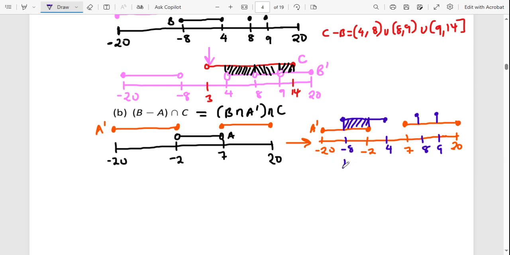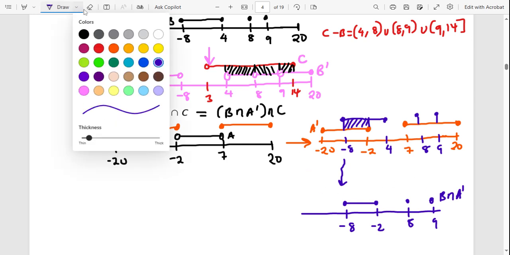we are going to write this down. So the intersection of A complement and B is from -8 up to -2. Both are included. And then 8 and 9 are also part of the intersection. So that is B intersection A complement. We want where now this set is intersecting with the set C.